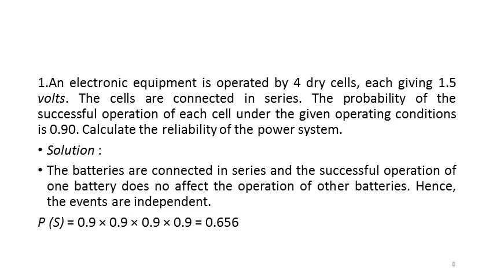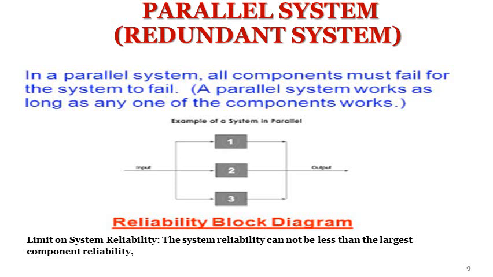The probability of successful operation of each cell is 0.9, so reliability equals 0.9. What will be the reliability of the power system? 4 are connected in series and reliability is 0.9. The total reliability will be 0.9 into 0.9 into 0.9 into 0.9, that is 0.656. That is about the series system.